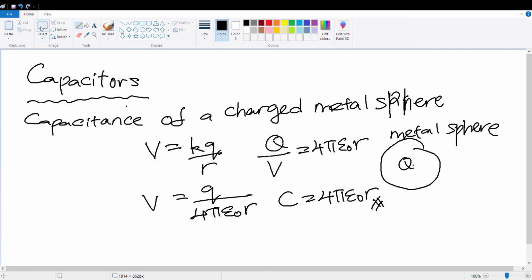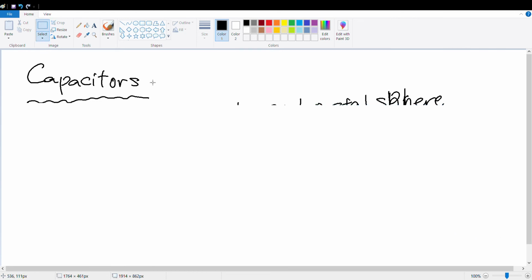Alright, we've done for this one. So let's proceed to the next subtopic. In this topic we're going to explain the formula for the capacitance, which is in the form of a parallel plate capacitor.